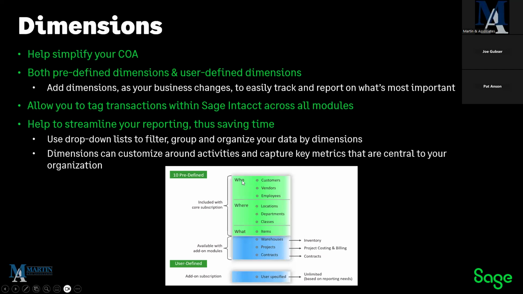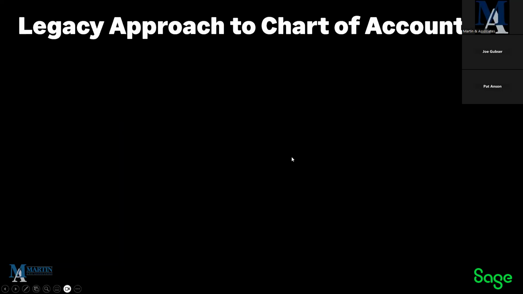You have predefined dimensions that come with the product, some that get added on if you have added on these modules. And if there's other things that you want to track that aren't in the standard dimensions out of the box, there is the ability of putting on user-defined dimensions to track that additional information that you want to track and report off of. So let me show you how this kind of works.